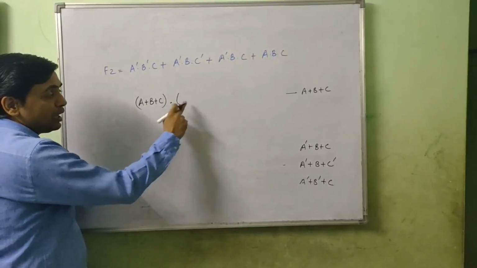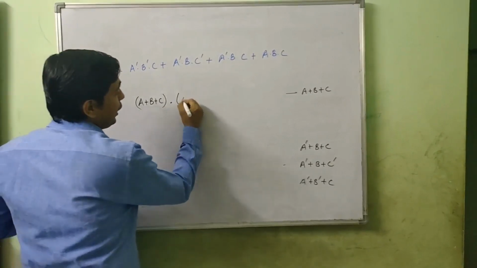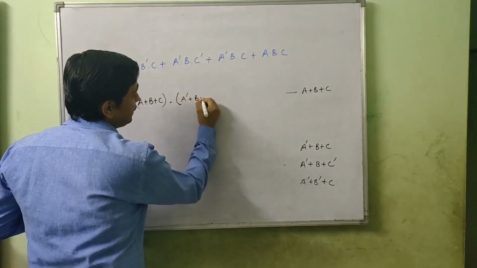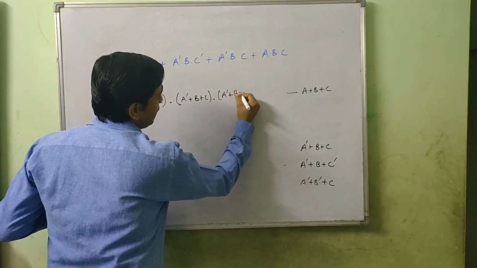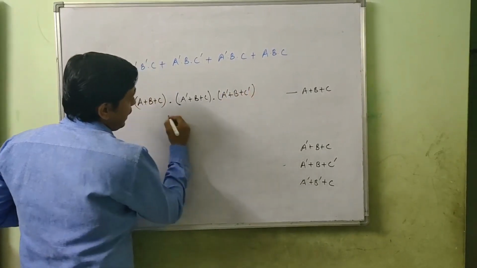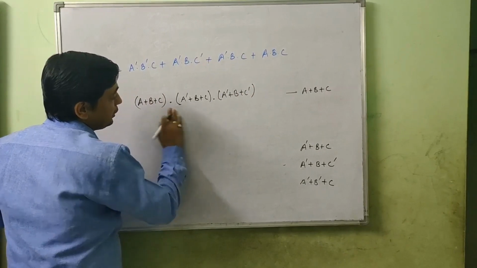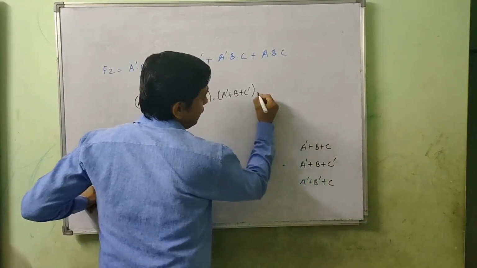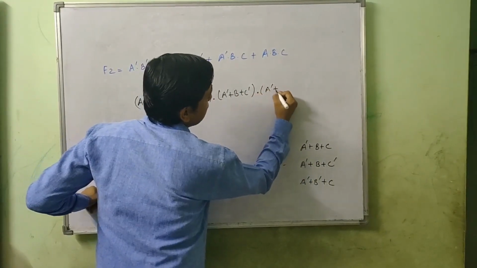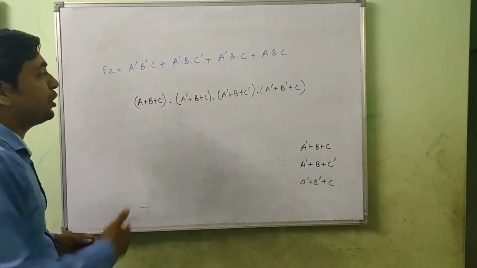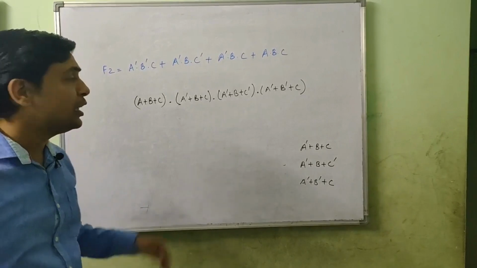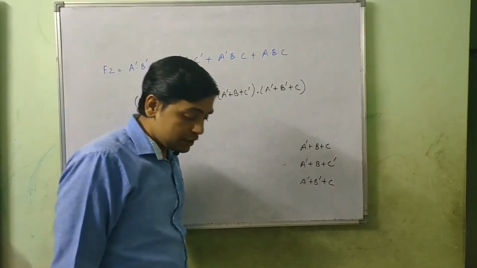So these are sums, and now we are doing the product: A plus B plus C, and A complement plus B plus C, and A complement plus B plus C complement, and A complement plus B complement plus C. So hence we converted a SOP, sum of product, into a product of sum.